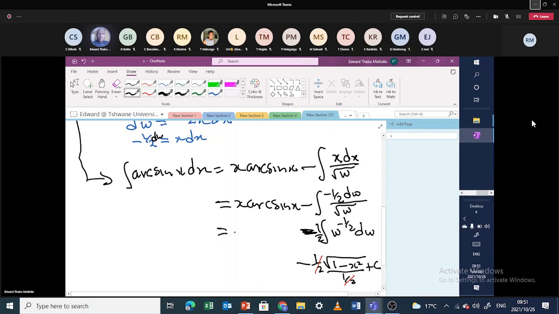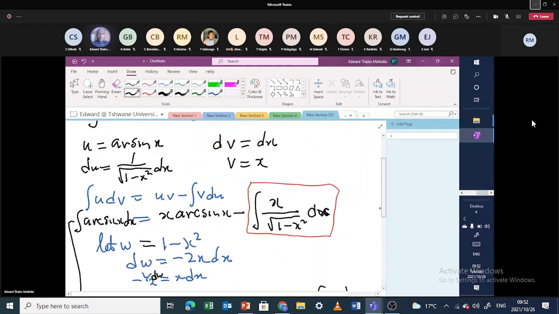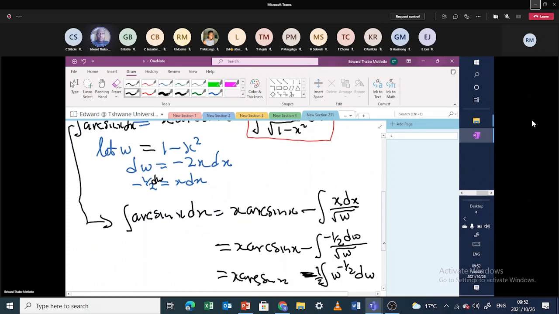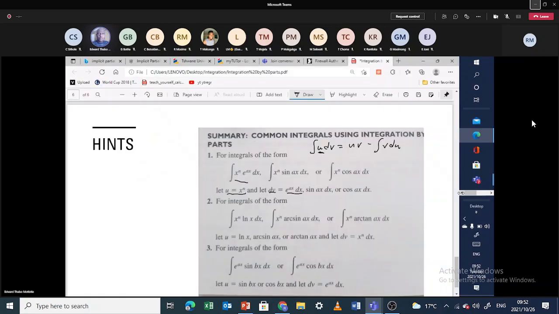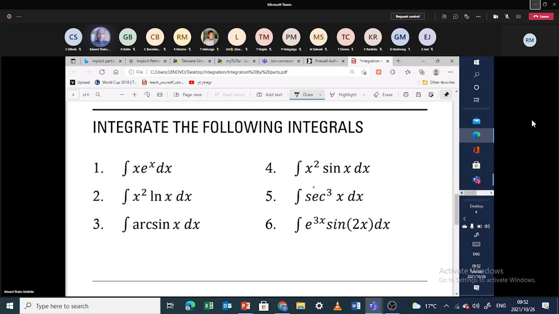So you can fill in this one: the integral of arc sine x dx equals x arc sine x minus the square root of 1 minus x squared plus c. So this is how you do integration by parts. You can see we are filling parts by parts there. I'm doing all of them because they are different, so that in a major test we'll get one of these. Now I was doing number 3. Now we go to number 4.